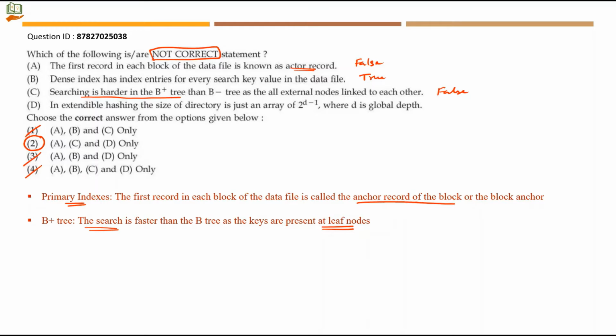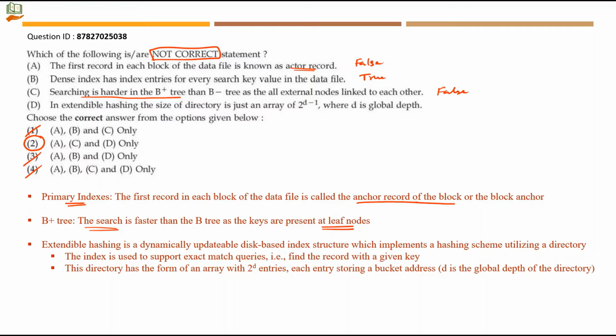That's why I have given the context of the statement as primary indexes. Next statement. In extendable hashing, the size of the directory is just an array of 2 power d minus 1 where d is global depth. Extendable hashing is a dynamically updatable disk-based index structure which implements a hashing scheme utilizing a directory. The index is used to support exact match queries, that is, find the record with a given key. This directory has the form of an array with 2 power d entries, each entry storing a bucket address, and d is the global depth of the directory. An array of 2 power d minus 1 is wrong, so D is also false. So option 2 will be the right answer.